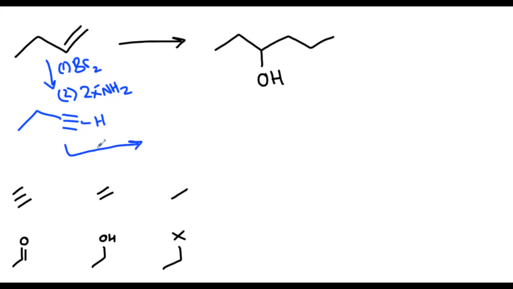And then the question is, how many carbons are we adding in? Well, we're adding in 2. So first of all, we're going to use that NH2 minus, that strong base, to remove the hydrogen, to remove the terminal hydrogen.